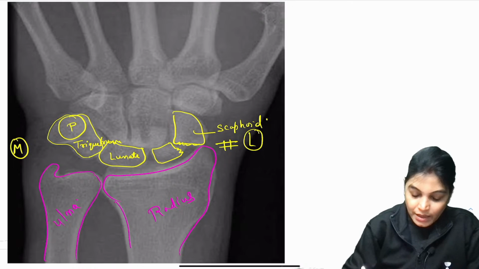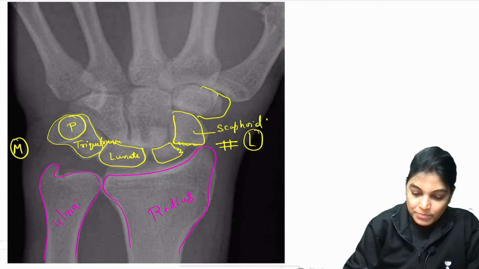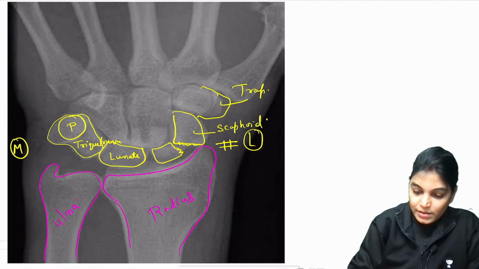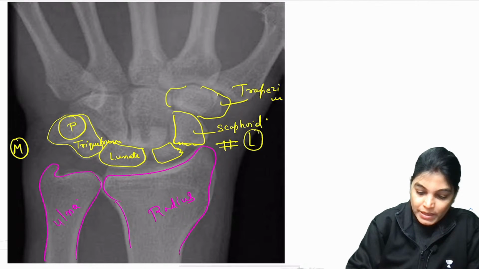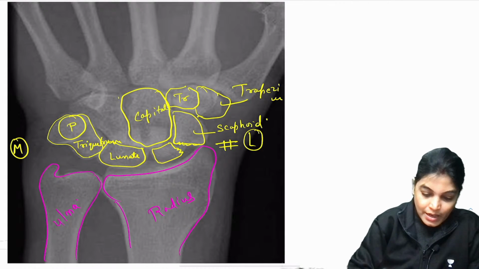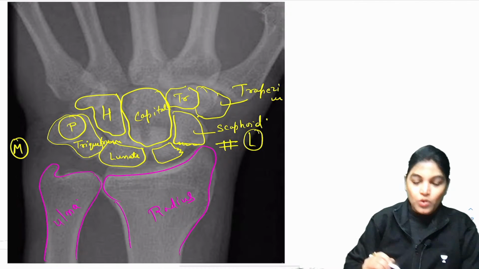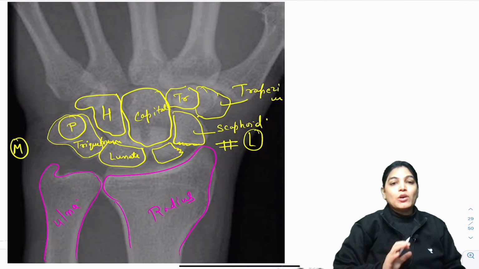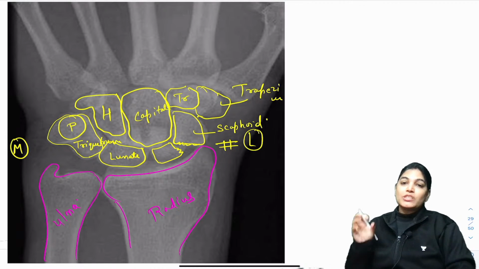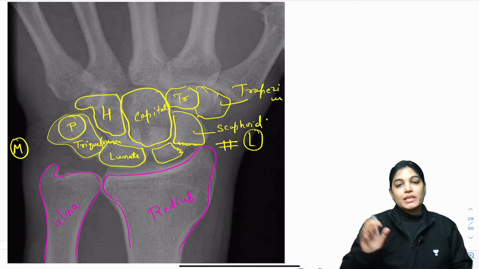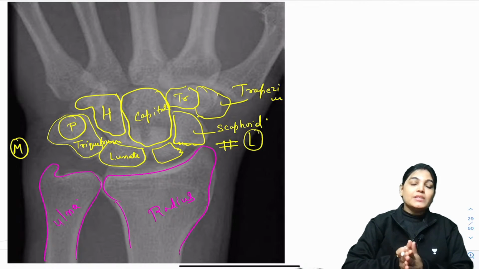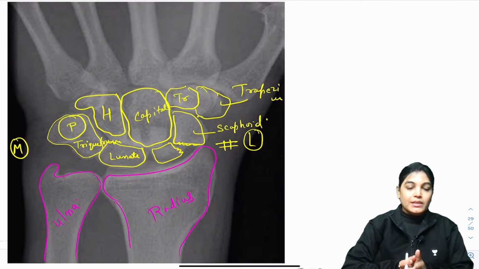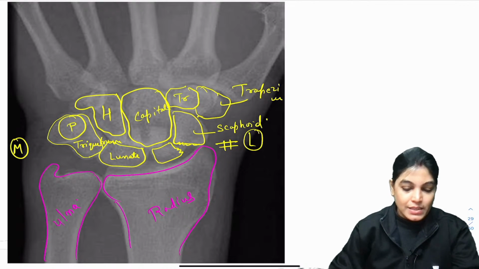Now lateral most, this will be the outline of trapezium. This will be the trapezoid. This largest bone will be the capitate, and this hook like is H for hook of hamate. So got it everyone? H for hook of hamate, capitate. So we have got all the 8 carpal bones, and the fractured carpal bone seen in this image is the scaphoid fracture. Okay, fracture of scaphoid as we have seen in this image.